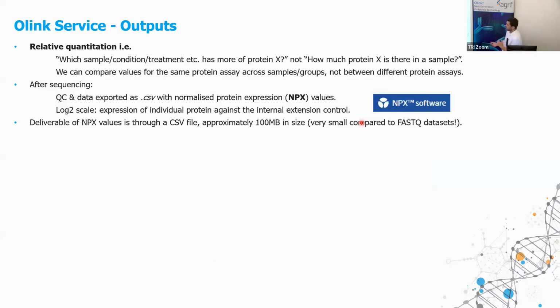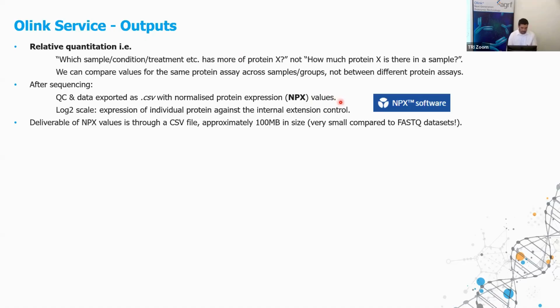In terms of the specific outputs of the Olink service from AGRF, except for some of the custom panels and Target 48, the output you'll get is relative quantitation, the normalized protein expression value, which basically tells you which sample, condition, or treatment, or whatever you're looking at, has more of protein X, not necessarily how much protein X is there in the sample, and also whether there is more of protein X than protein Y. Having said that, this is still a very common form of data delivery in proteomics workflows in general, specifically high-throughput proteomics, and is still something from which you can build a differential expression analysis.